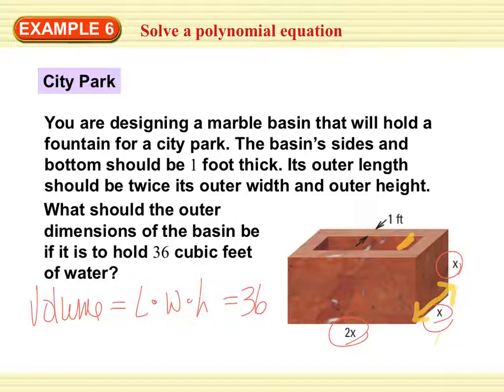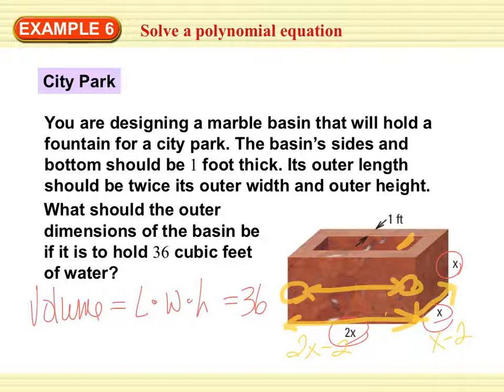So I'm going to say this is x minus 2 because of the thickness of the wall. And my length isn't just 2x, but 2x minus that is what I want the inside to be. So let's erase this. I really want this part, which is going to be 2x minus the thickness. So we're going to say that is 2x minus 2.